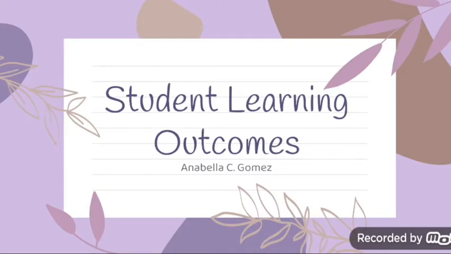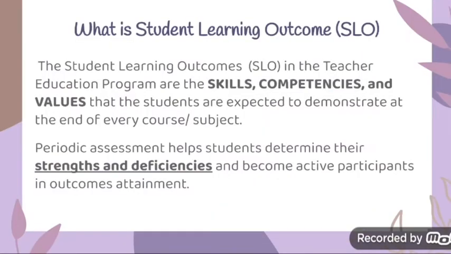What are student learning outcomes? For the teacher education program, these are the skills, the competencies, and values that the students are expected to demonstrate at the end of every course or subject. And when we talk of competencies, it covers the KSA or the ASK. A stands for attitude or values, S stands for skills, and K stands for knowledge.